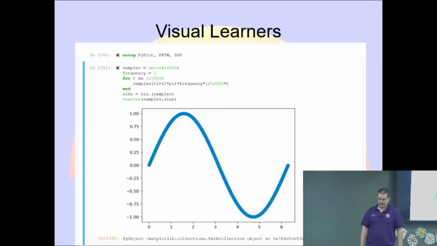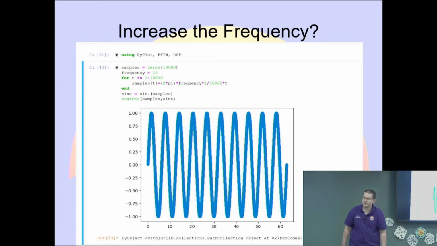So for the visual learners, we have a sine wave. We pick some time points, and we take the sine of them, and we get a sine wave, right? If we tweak the frequency a little bit, or the scalars that we're taking the sine wave of, we can get a higher frequency sine wave.